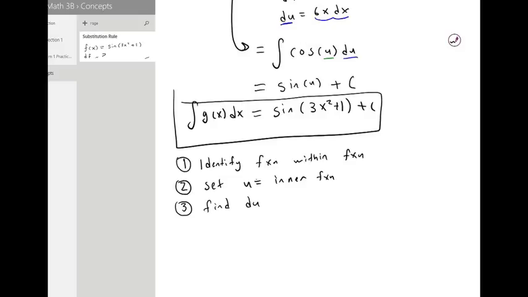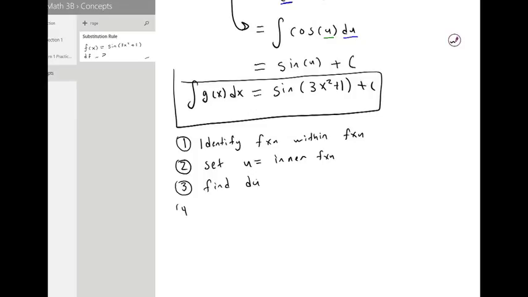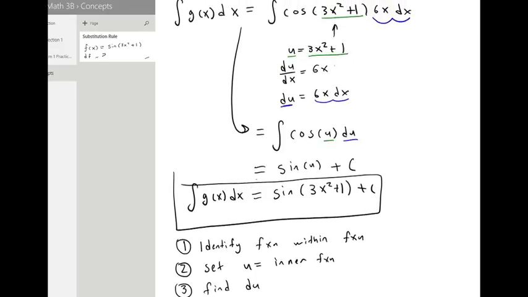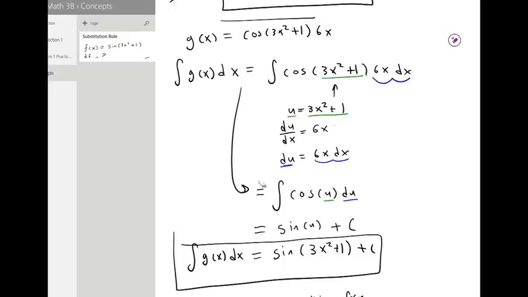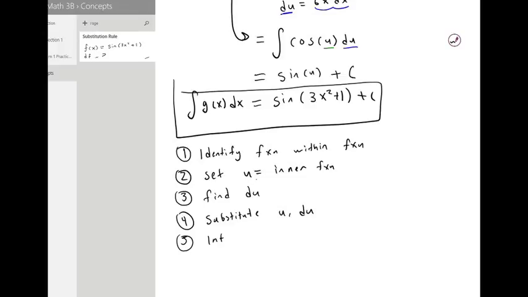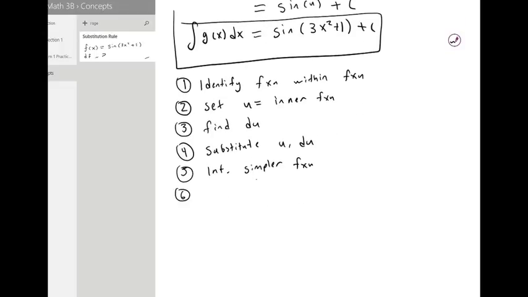Find du. Then substitute, where this rule gets its name, u and du wherever we see it in the integral, here and here. Integrate the simpler function, and then substitute the function of x back in for u. So this is for indefinite integrals.